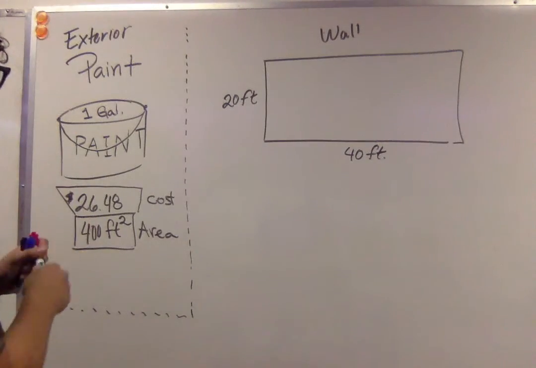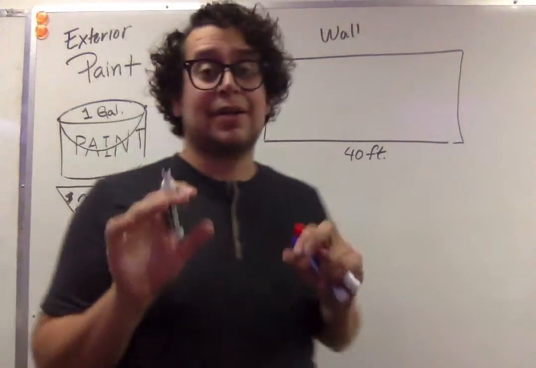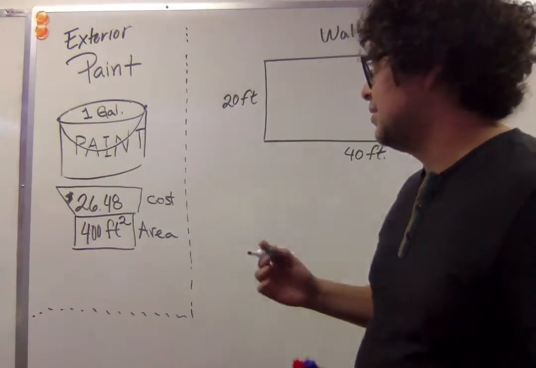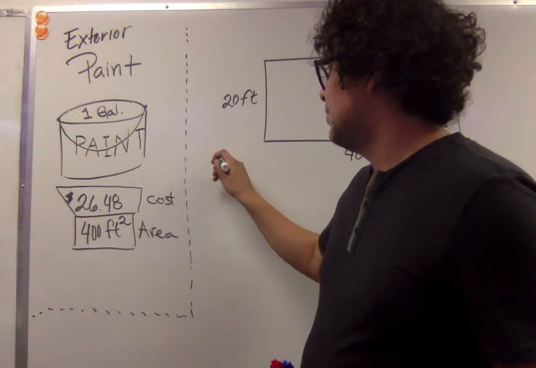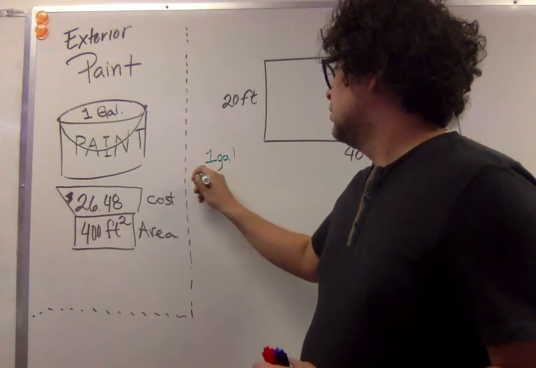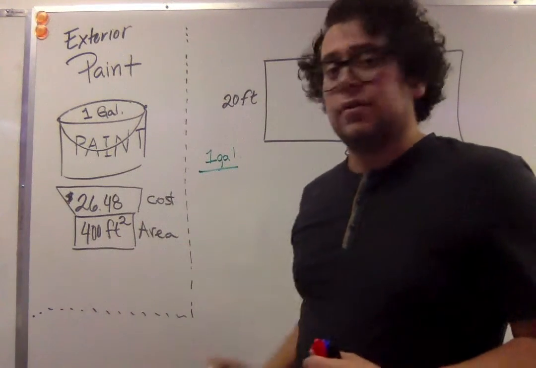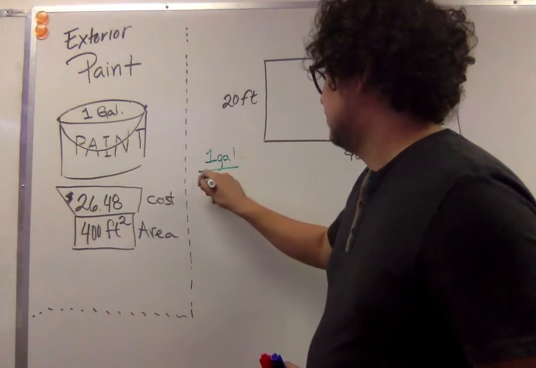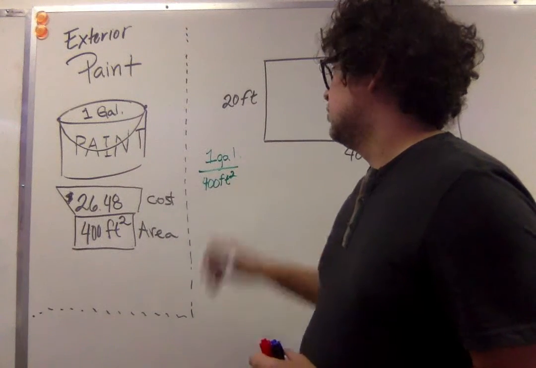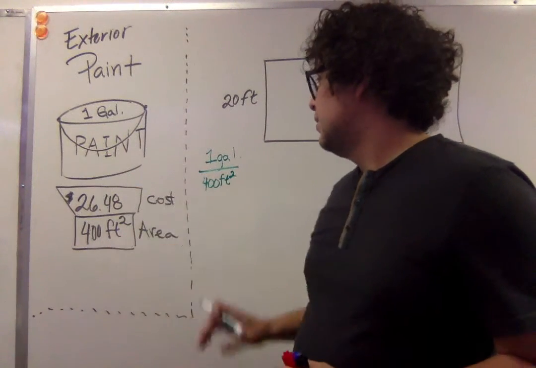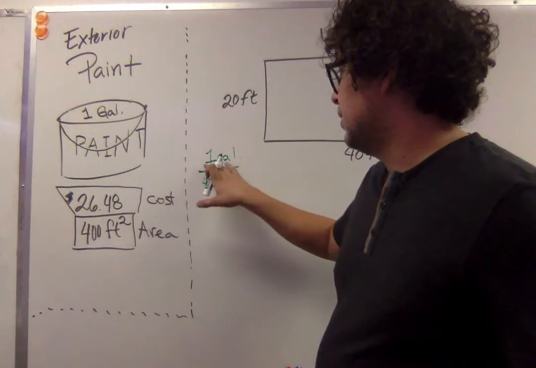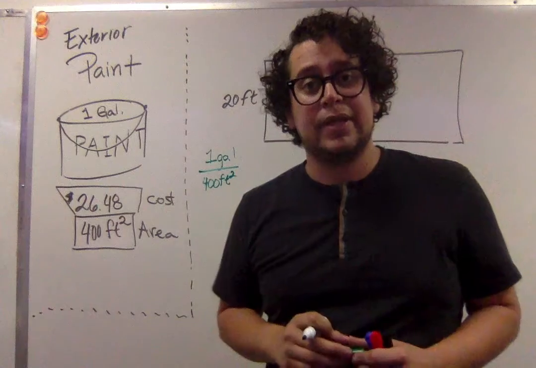Okay, so I want to start off by just writing down a couple of ratios. So I'm comparing two different quantities. The first one I'm going to write down is 1 gallon over 400 feet squared. So I'm taking the amount of paint and putting it in a ratio where I'm going to compare my 1 gallon to the amount of area that it can cover.